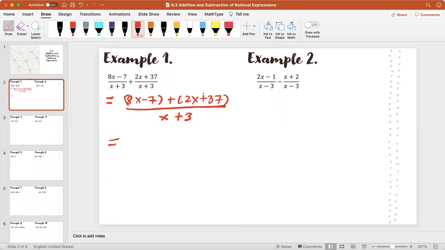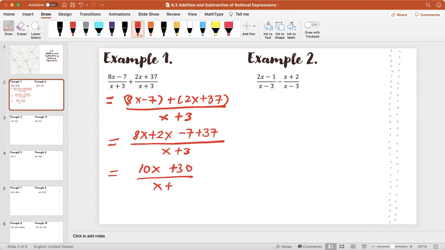So we combine 8x and 2x. We have 8x plus 2x. Constant terms, we have negative 7 plus 37, all over x plus 3. 8x plus 2x gives us 10x. And we have negative 7 plus 37. What's that? Okay, that's plus 30, all over x plus 3.